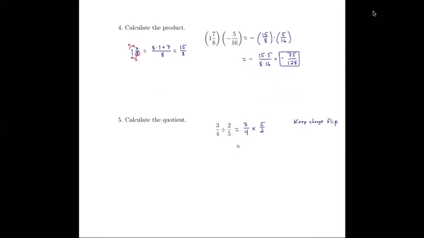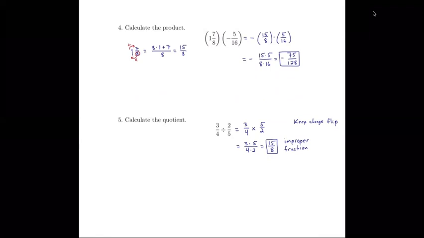So we have 3/4 times 5/2, or 3 times 5 over 4 times 2, numerator times numerator over denominator times denominator. This is 15 over 8. And 15 over 8 is an improper fraction because the numerator is larger than the denominator. If it's okay to express your answer as an improper fraction, that's fine. However, in many cases they'll ask for a mixed fraction.